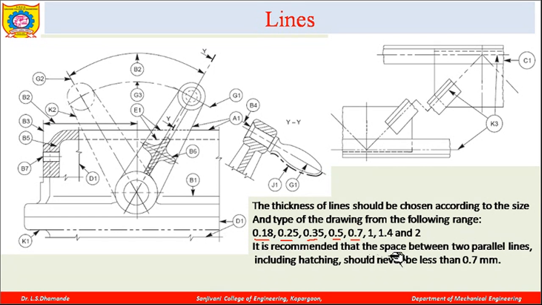It is recommended that the space between two parallel lines including hatching should never be less than 0.7 mm. So whenever you are drawing hatching lines, the distance between two hatching lines should not be less than 0.7 mm, it should be more than that. So 0.8 or 1 mm spacing can be used. If you draw very closely spaced lines, they are not considered standard hatching lines.